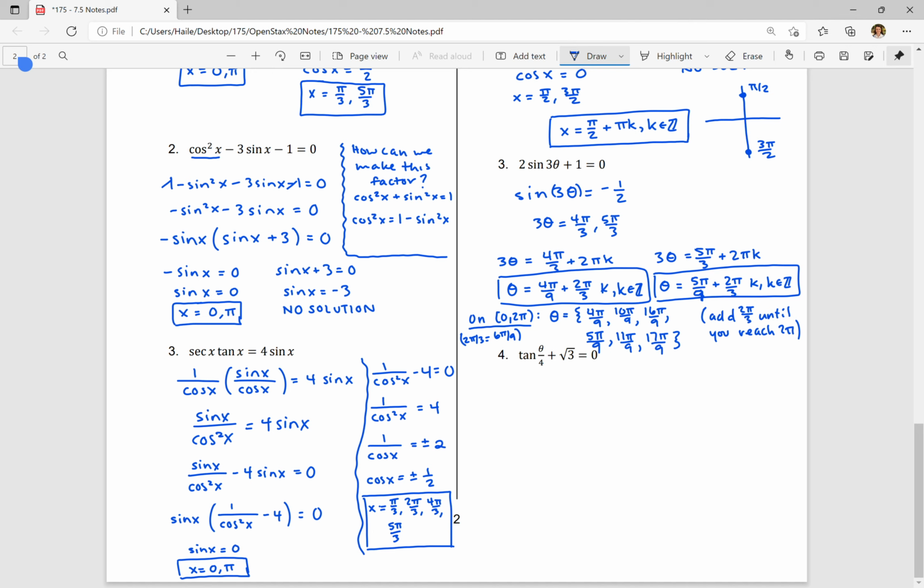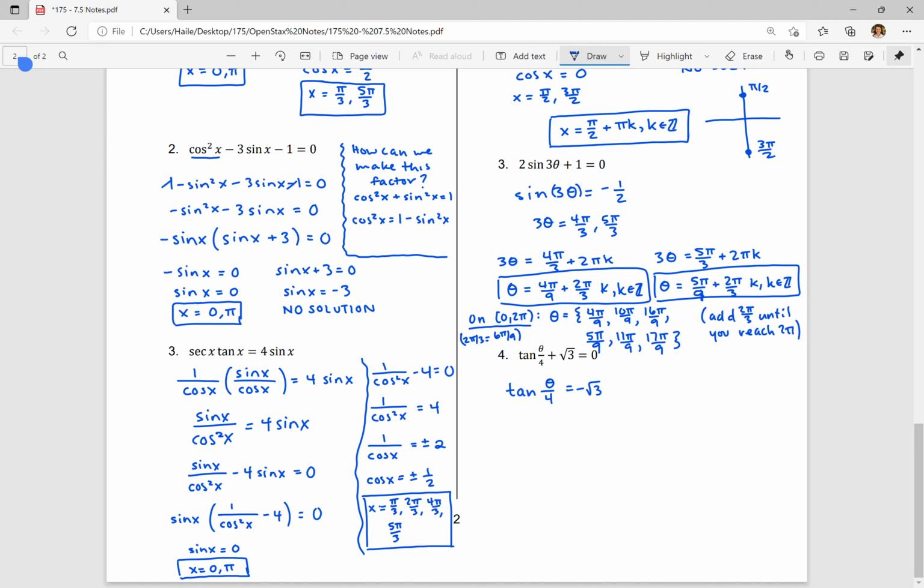All right, so now on to our last example. We have tangent of theta over 4 plus root 3 is equal to 0. Just like the previous example, we're going to treat this equation as if the theta over 4 is just along for the ride. We're not going to worry about it until the very end. So if I was just going to solve this, I'd have tangent of theta over 4 is equal to negative root 3. Which angles on the unit circle have a tangent of negative root 3?